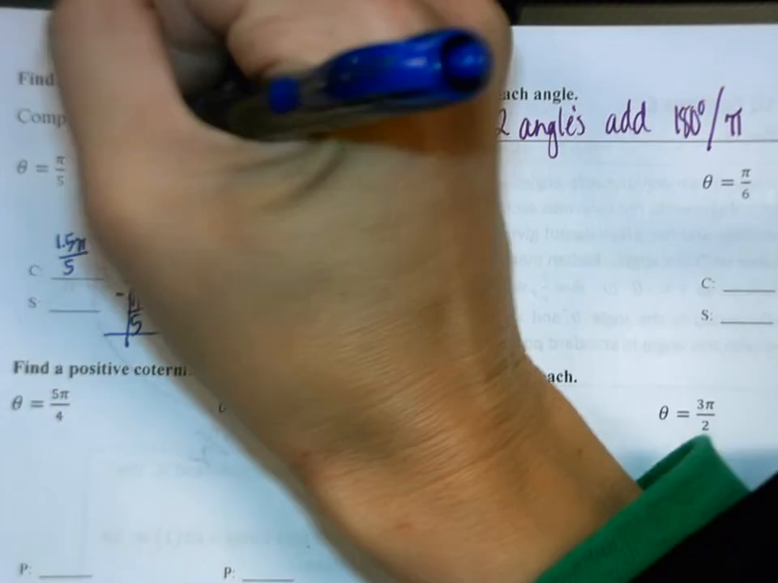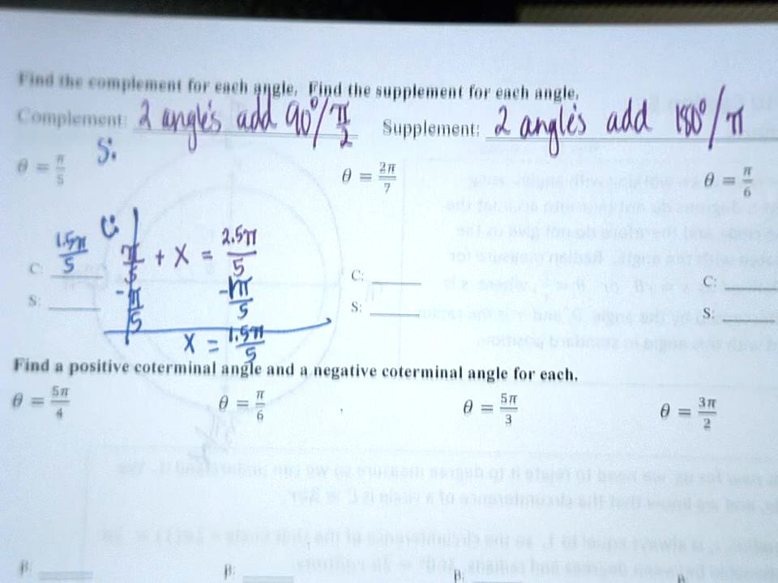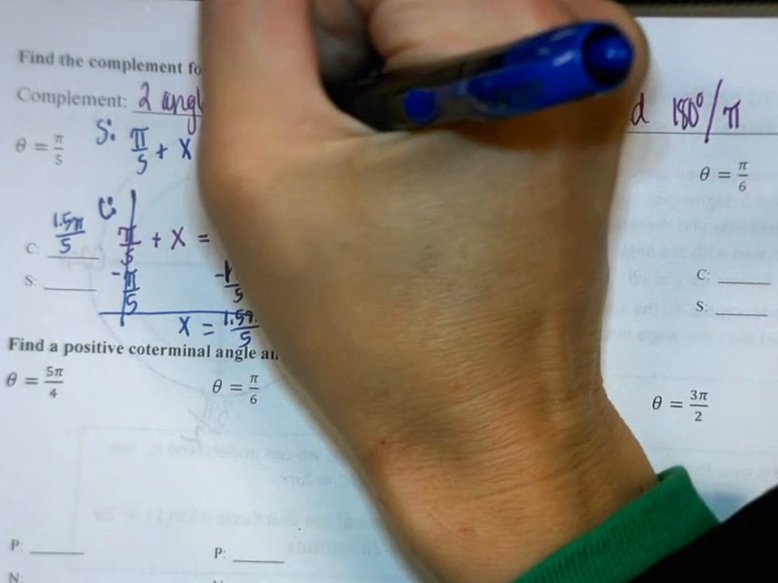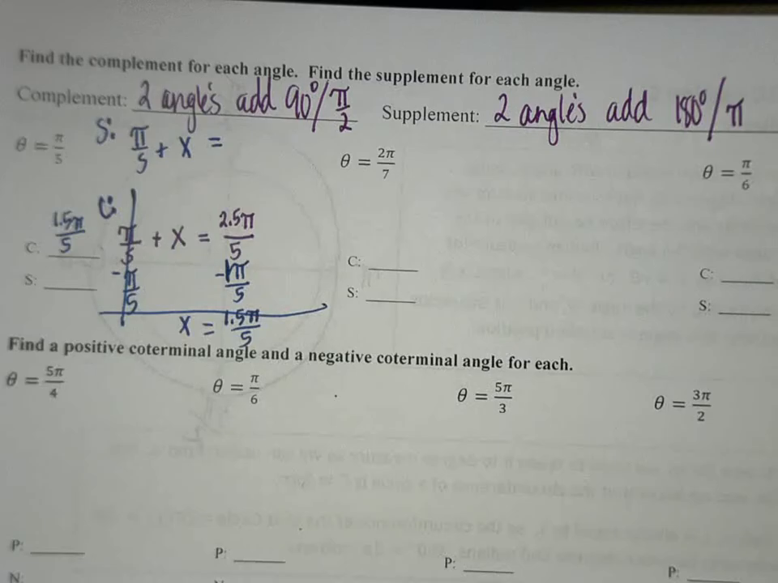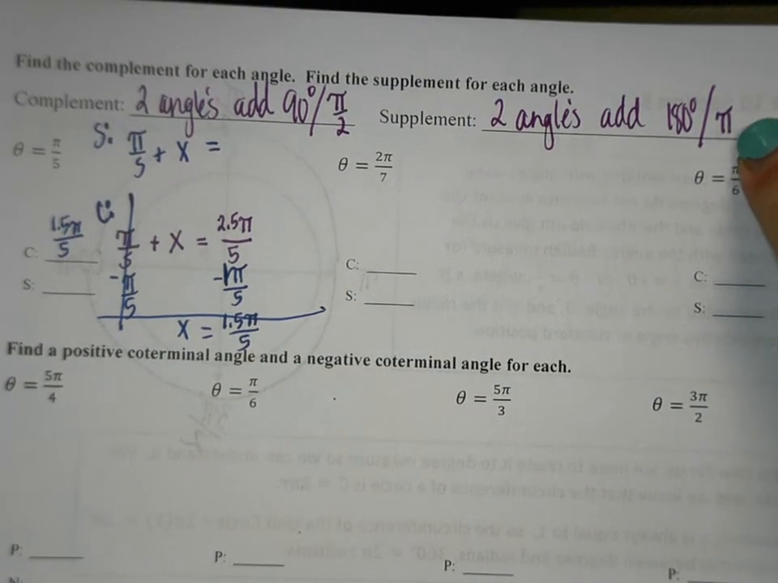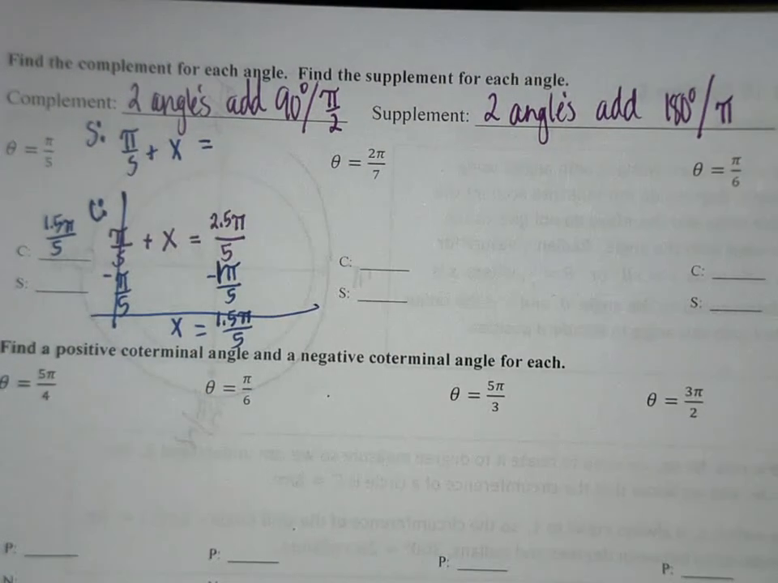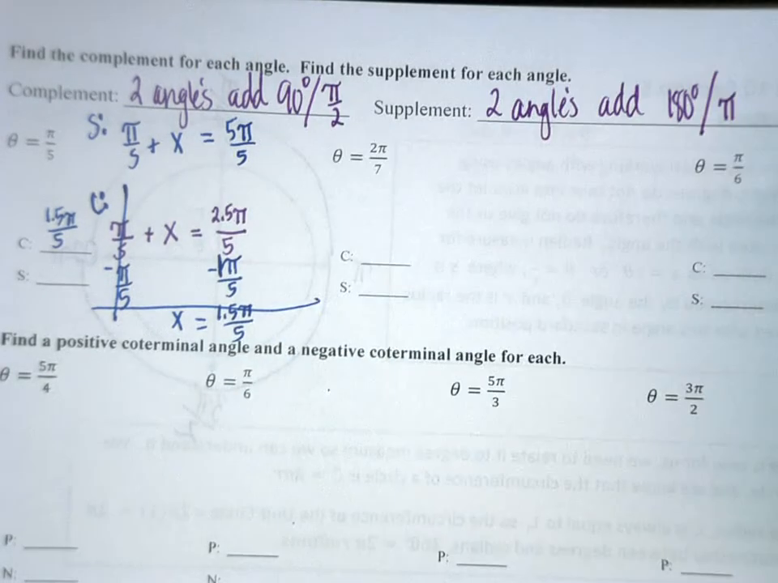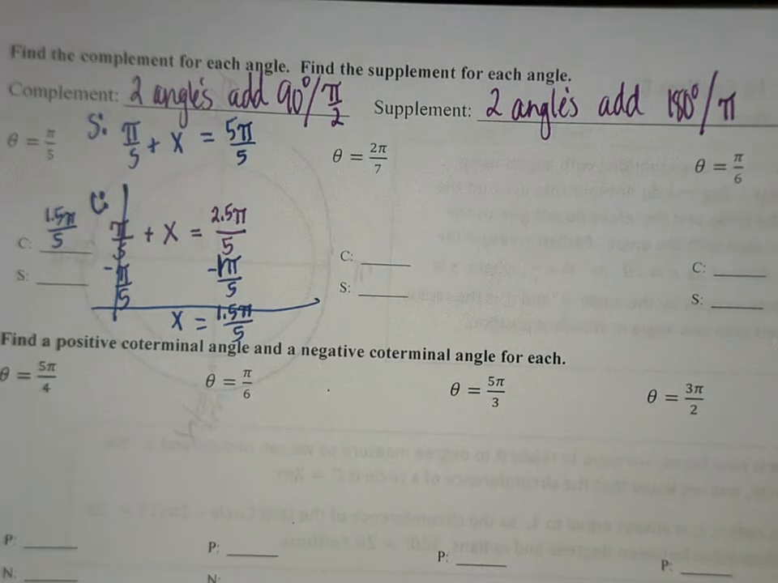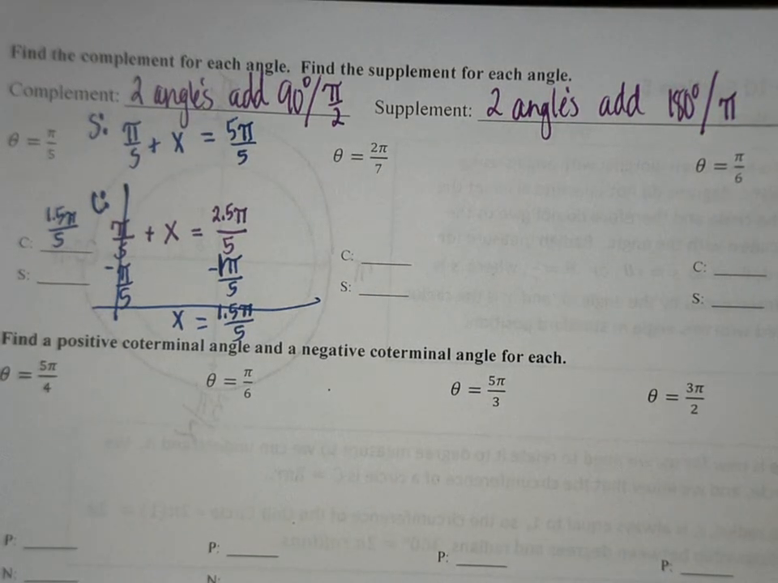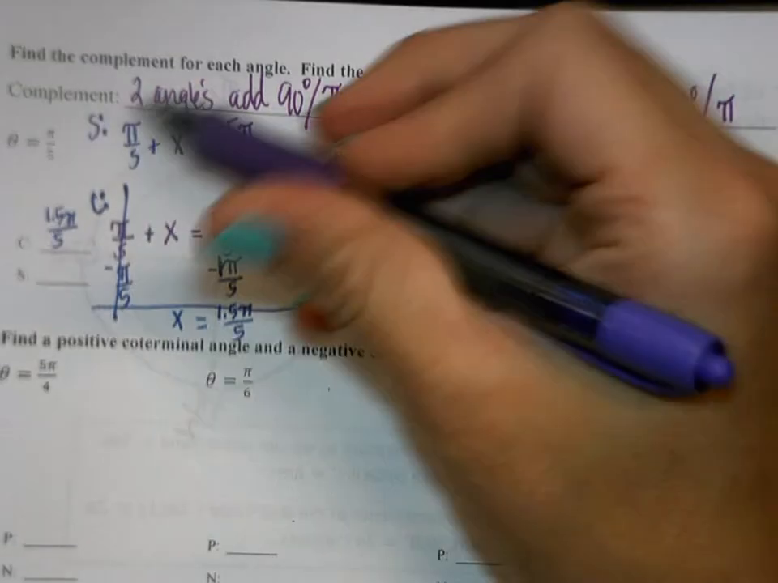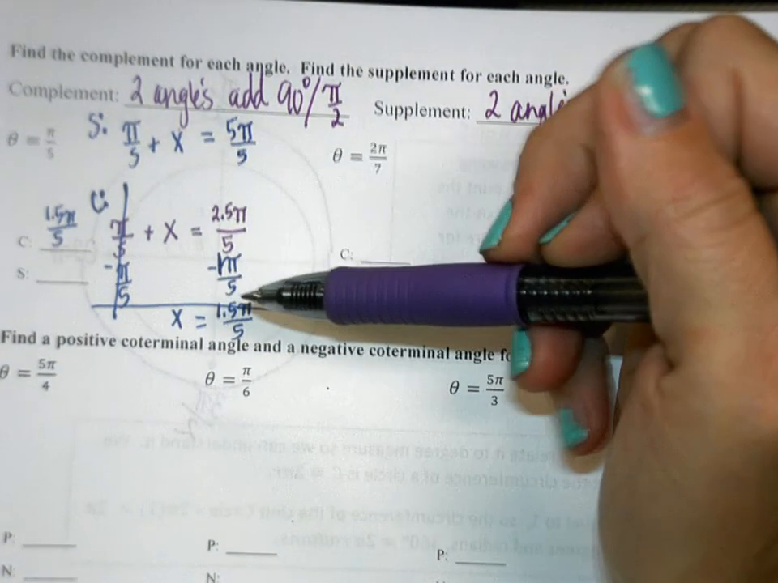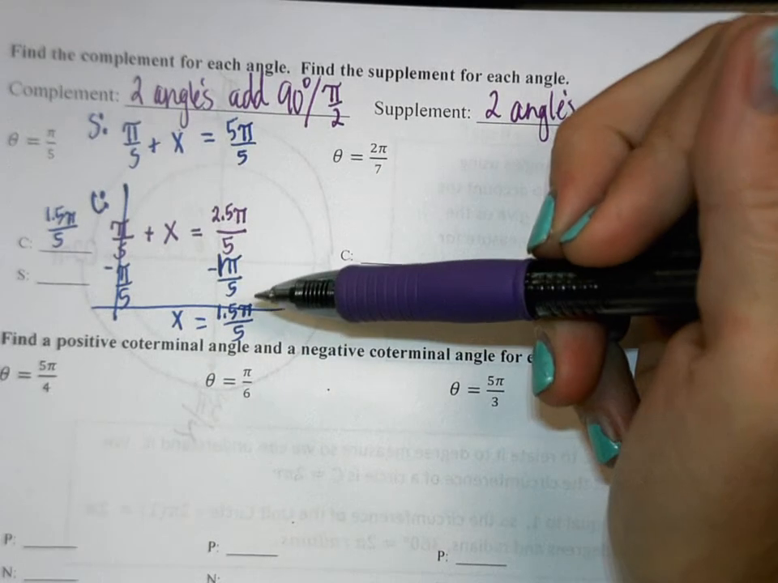Okay, so I'm going to go up here now for supplementary. So supplementary, I have pi over 5 plus something equals, and on this one, what would I use to make it just pi with the denominator of 5? Yep, 5 pi over 5. Because that reduces to be just pi, correct? Okay, so then to solve this one, if you set up this equation and you can figure out what this is without subtracting and doing all that, that is fine. Does anybody know what the answer would be?